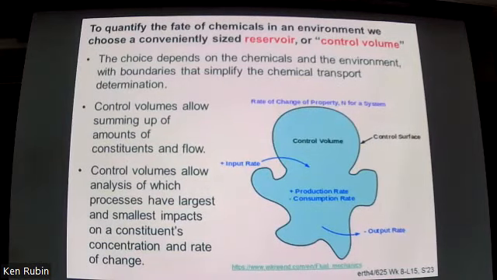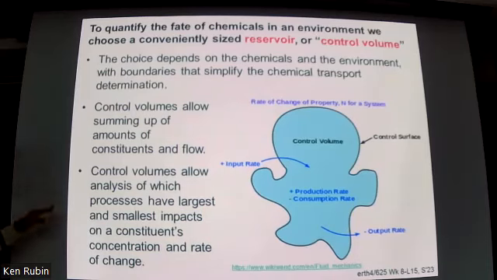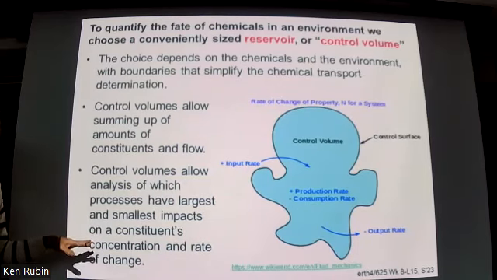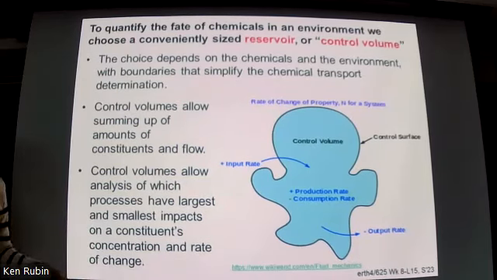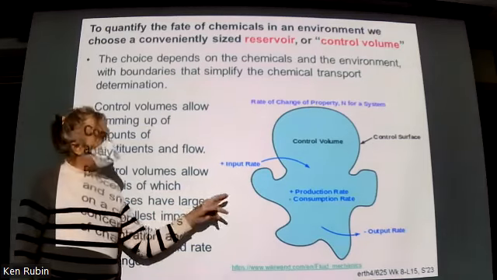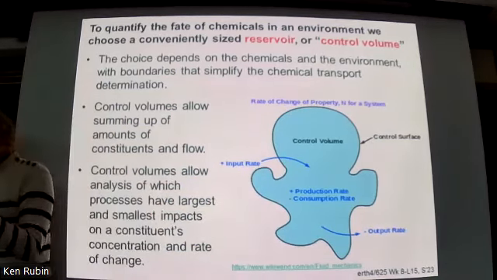So the first part of any kind of environmental scientist approach to understanding something in the environment, whether it's a contaminant or not, is to pick a place that we feel like we can define it very well in terms of how much stuff is there and how much stuff might be coming in or going out. Okay. Geochemists call these reservoirs, environmental scientists oftentimes, or environmental engineers, call them control volume. It means the same thing.